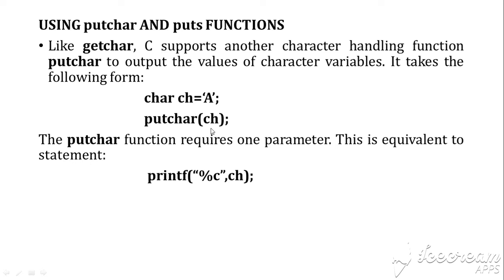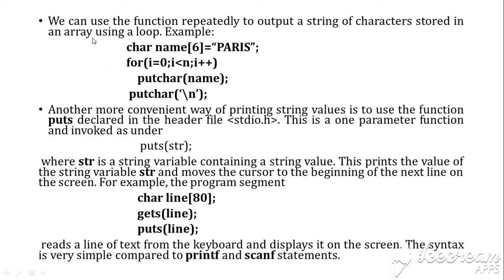The single character which is input into the variable ch can be displayed on the screen using putchar, a function that is defined in stdio.h to display the value within ch. The value within ch is right now capital A. This can alternatively be done using the printf as %c, ch, %c being the format specifier for a character.